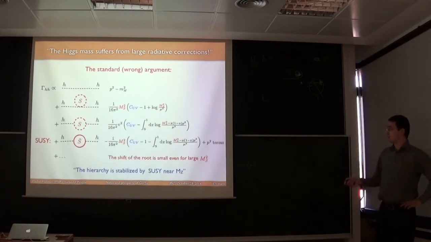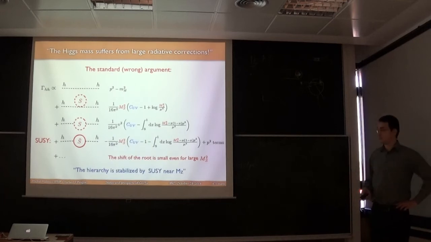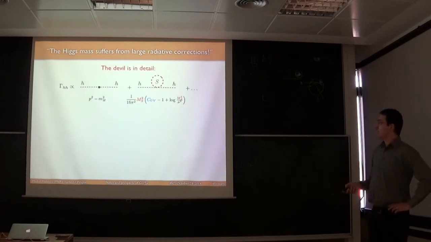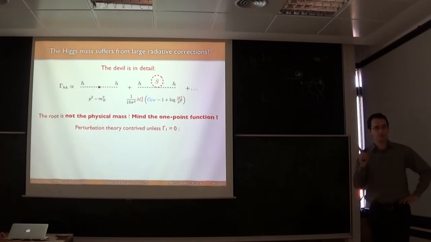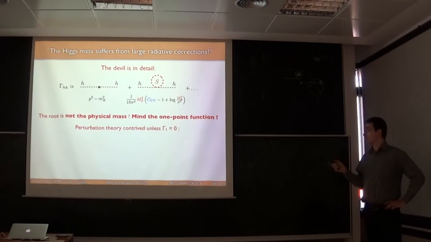They usually evoke SUSY to give you the opposite sign correction, which just cancels this one. So this cancels this to a large extent. So that's one of the arguments in favor of the low energy SUSY. But actually, the devil is in the detail, because what you are calculating here is not the Higgs mass. This is a correction to an unphysical parameter. Because with just these graphs, your perturbation theory is contrived. You should better watch what not only the two-point function does, but also what the one-point function does. Because if the one-point functions in your perturbation theory are not zero, then you can hang them on any diagram. You can always make this diagram kind of furry by attaching non-zero one-point functions everywhere.